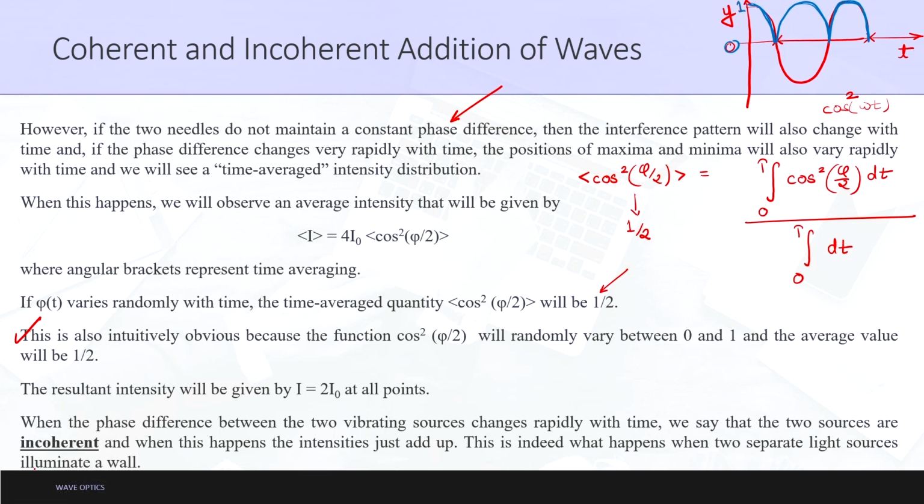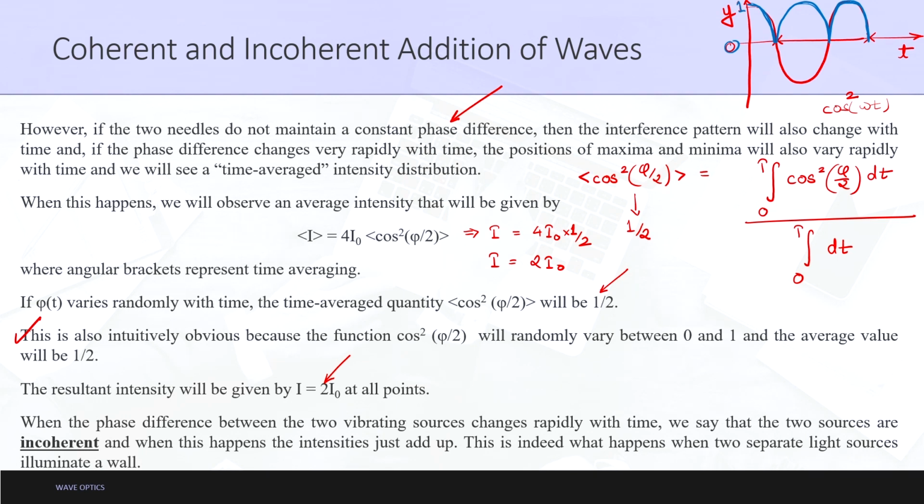So, moving on. The resultant intensity will be given by I is equal to 2 I naught. How will we get this value? Because the average of cos square is equal to 1 by 2, hence I is equal to 2 I naught. Therefore, the resultant intensity will be given by I is equal to 2 I naught at all points. What are these points being talked about here? These are those points which are neither having fully coherent sources nor fully incoherent sources. So, please make sure, where does this intensity of 2 I naught happen?